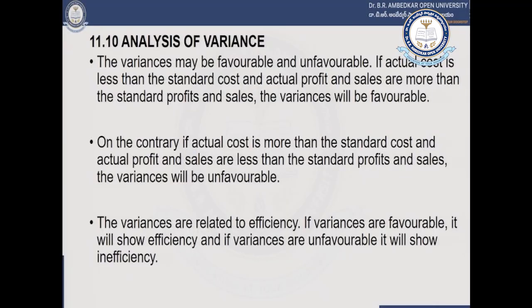This we already discussed in the previous classes: a variance can be favorable or it can be unfavorable. If the actual cost is less than the standard cost and the actual profit and sales are more than the standard profit and sales, then the variances are said to be favorable. That means whatever standards we determine with respect to the cost, if actual costs are less than that, then it is a favorable one. And with respect to profits, if your profits and sales are more than the standards, then it can be considered favorable.